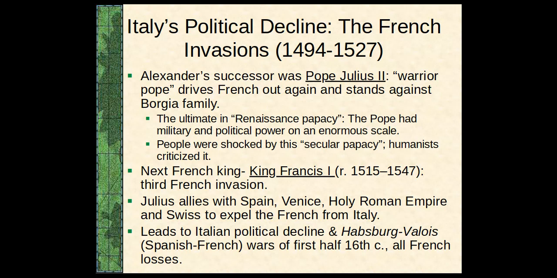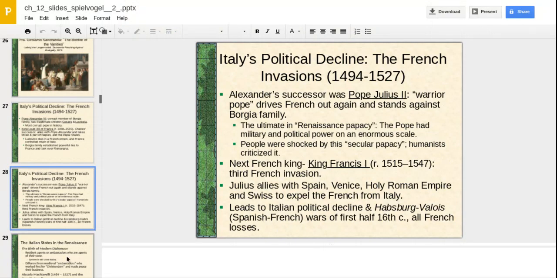This leads to an Italian political decline and the Habsburg-Valois wars, which is Spanish and French families, wars of the first half of the 16th century. And France is going to lose them all. So that's going to help lead to Spain being the leading power of the 1500s.